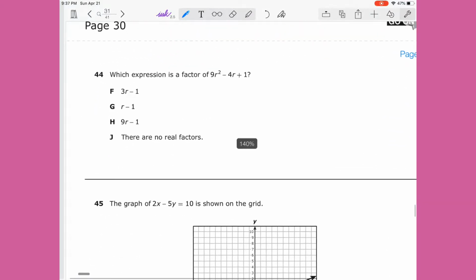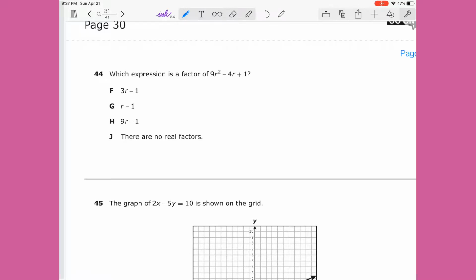Number 44, which expression is a factor of the quadratic given? All we have, quite simply, is to set this equal to 0, and look at the factors. Let's see, I'm going to say A is equal to 9, B is equal to -4, and C is equal to 1. I'm going to use the quadratic formula. Actually, scratch this, hold on, because we're not looking for the value of X. We need to find out if these are the factors. My apologies. So I'm going to slip and slide because our A value is not 1.